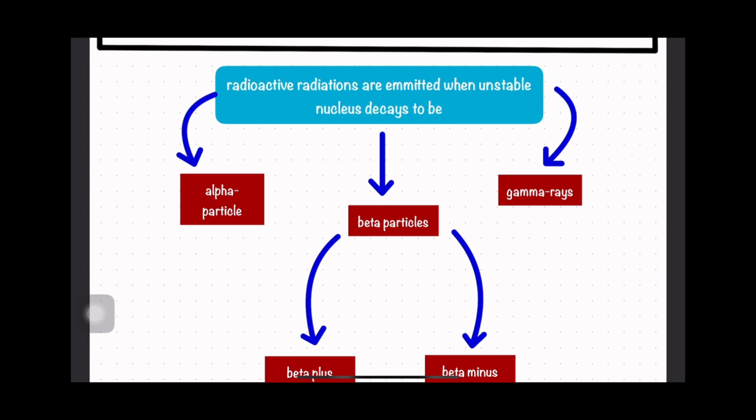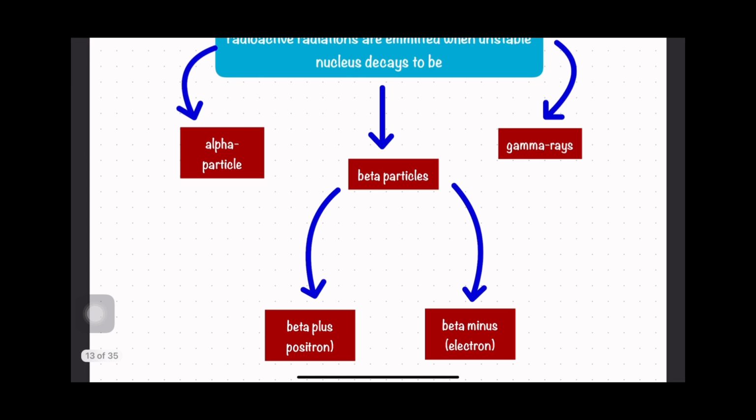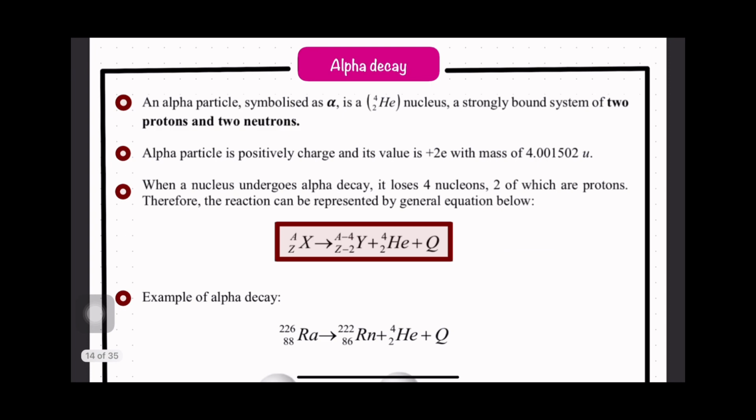So this is radioactive radiation emitted when an unstable nucleus decays to be alpha particle, beta particle and gamma ray. The beta particle we can consider in two types. First is beta plus and the second one is beta minus. Okay, so first we look at alpha decay. So what is alpha decay?